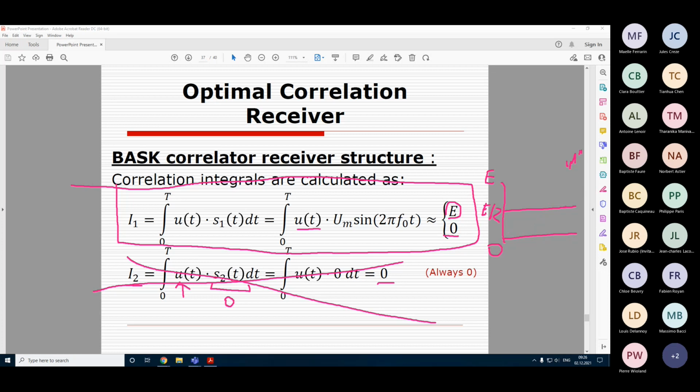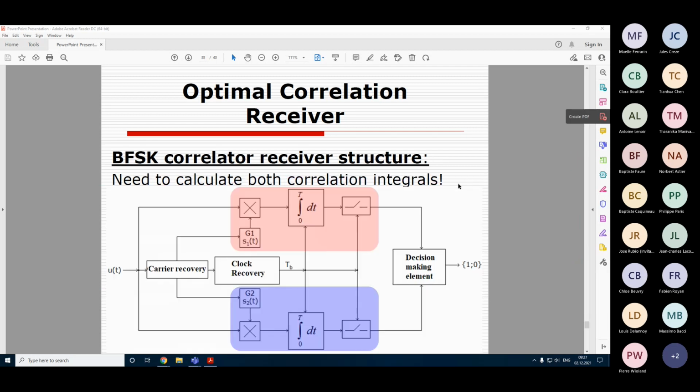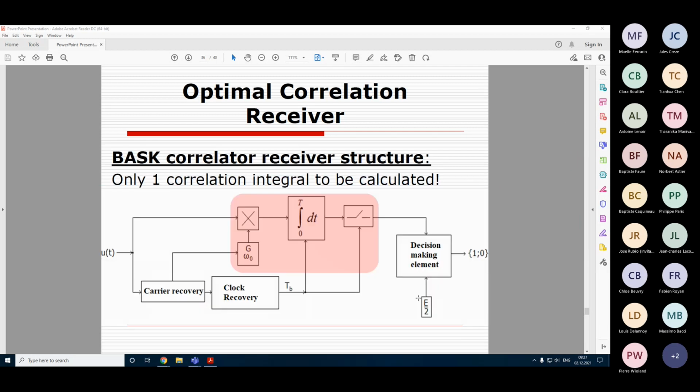If this correlation is not exceeding the threshold, for example, we decide that it is 0. That's as simple as that. This decision element compares the voltage of this correlator with half of the energy of the signal. If it exceeds, then it's 1. If it's below, then it's 0. That's just as simple as that.